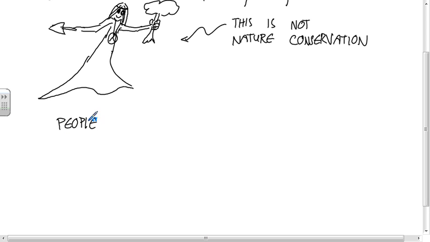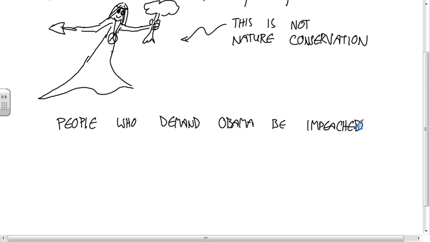And as another example, people who demand that Obama be impeached are not conservatives. If you were really a pure conservative, you would just vote for incumbents every single election, every incumbent.